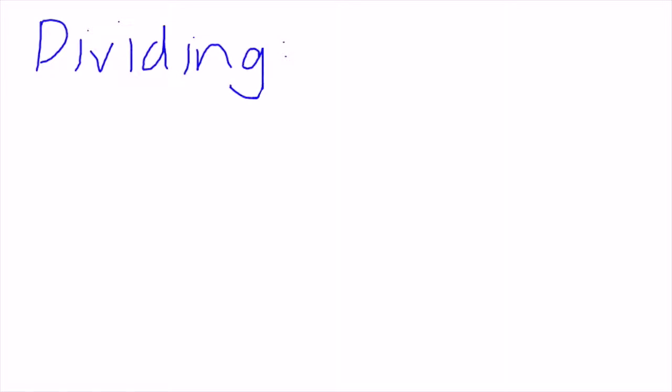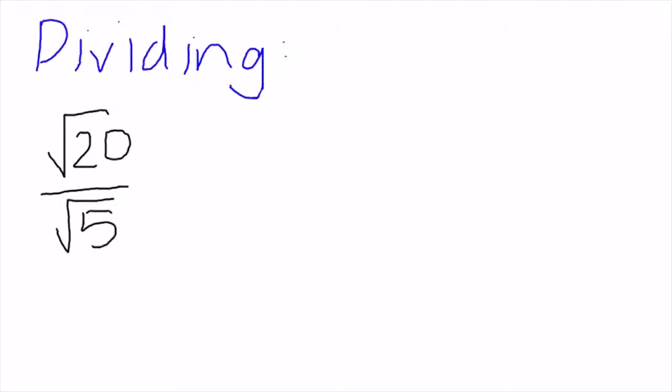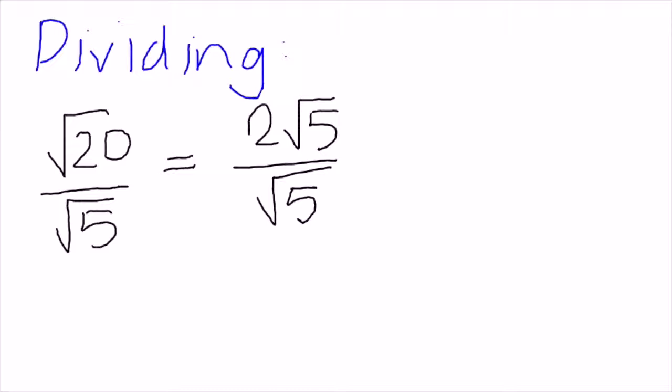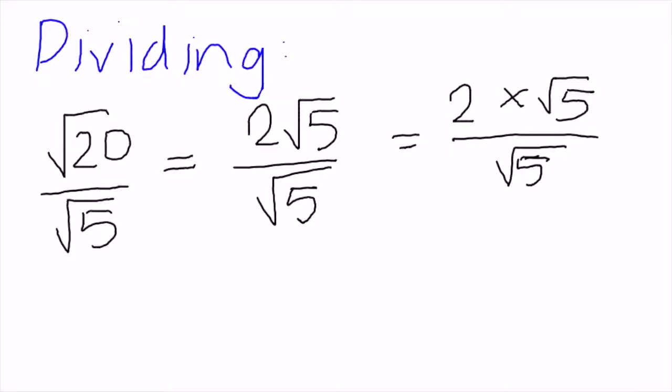So we are given the expression root 20 divided by root 5. What we have to do is first simplify root 20. So root 20 is equal to 2 root 5 over root 5. And as you know, 2 root 5 is equal to 2 times root 5 over root 5. So we can take away root 5 from both sides, giving us the final answer of 2, as root 5 divided by root 5 is equal to 1. Now let's move on to another example.